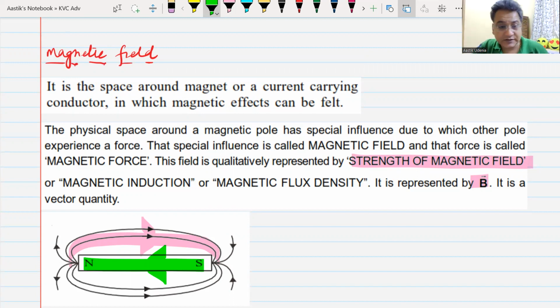Now, there is a difference between electric field lines and magnetic field lines. What is the difference between electric field lines and magnetic field lines? Electric field lines are open and magnetic field lines are closed. Electric field lines are open curves, but magnetic field lines are closed curves. Do we understand this, or is this going above our head? Understood, sir. Electric field lines are open curves. What do you mean by open curves?